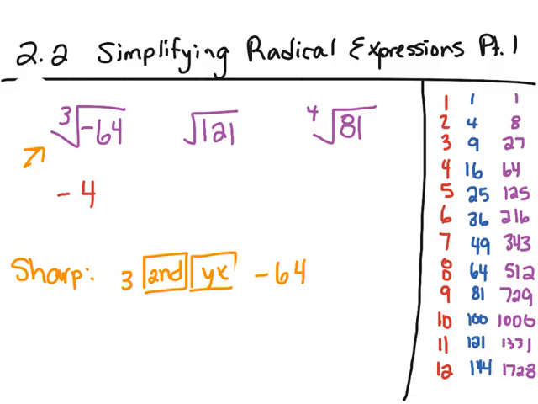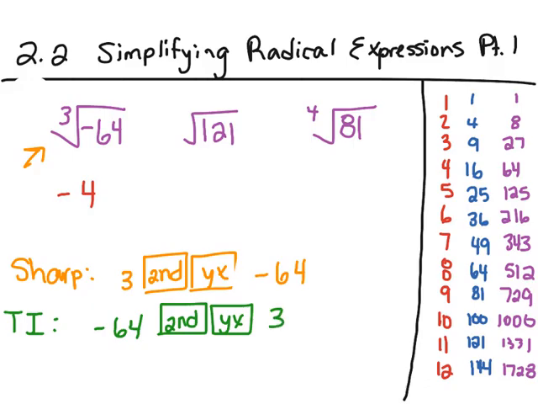If you have a Texas Instruments, you should type in negative 64, second function, yx, 3. It's backwards. And some calculators, instead of having the yx button, have a button that looks like this. You do it the same way with these, but you don't have a yx button. So play around with your calculator. Make sure you know how to use your calculator. For the second one, the square root of 121 is 11, and the fourth root of 81 is 3.